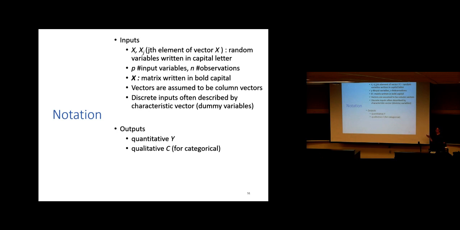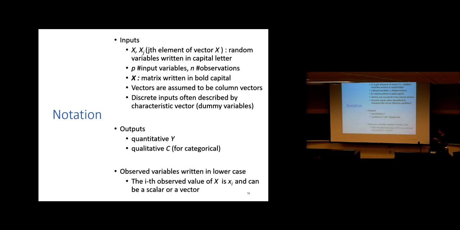For the output variables, if it's quantitative, like a real number, I use capital Y. If it's discrete, I use capital C. This is just to make it easier to distinguish the real case versus the categorical case. And observed variables are written in lowercase. So it's not observed variables, it's observed samples. I should replace it.